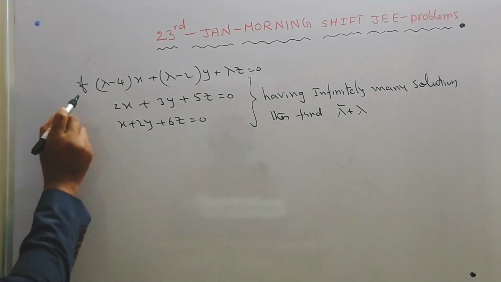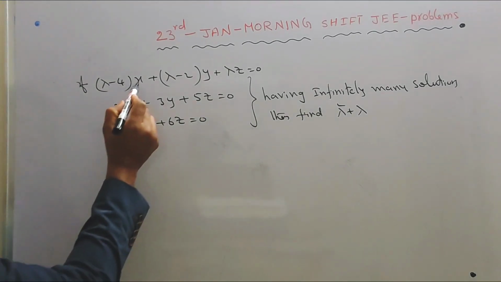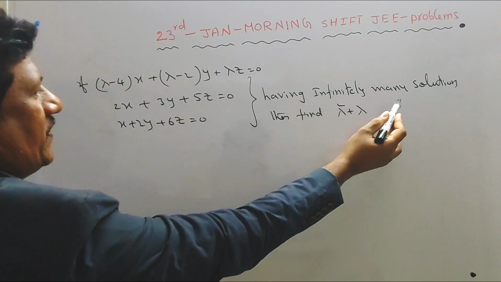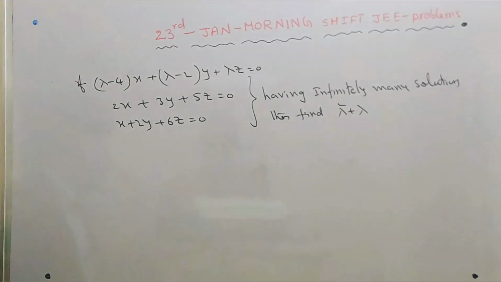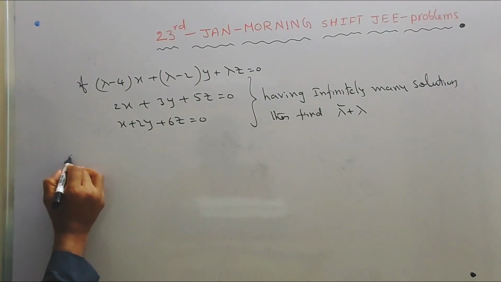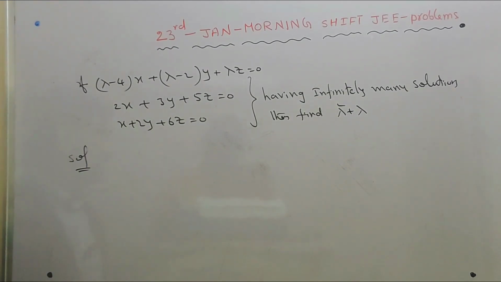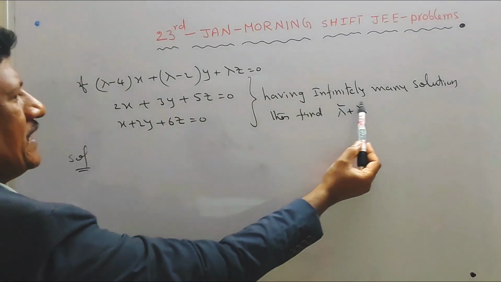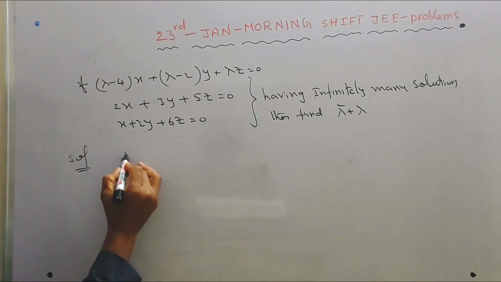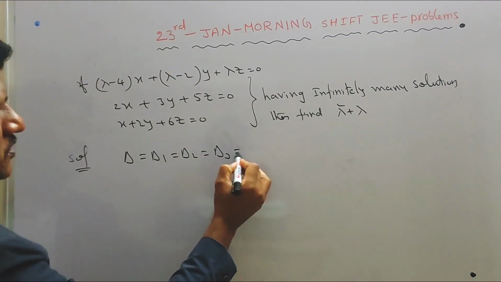Now you see that on this board, you are seeing three equations, and they asked that these three equations are having infinitely many solutions. Then find the value of lambda square plus lambda. Students, regularly such kind of questions they are asking in the IIT JEE Mains problems. So if any three equations have infinitely many solutions, then we have one property, that is delta is equal to delta 1 is equal to delta 2 is equal to delta 3 is equal to 0.